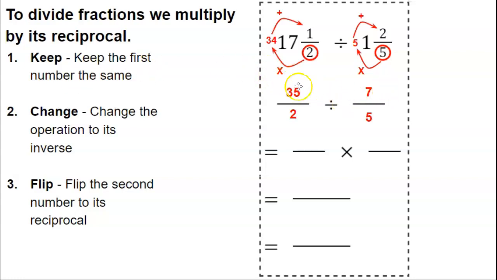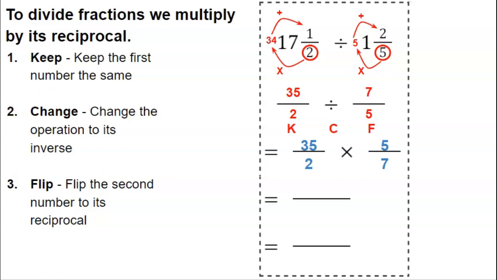35 divided by 7 is fairly easy to do, but 2 divided by 5 is not quite as easy, so we need to multiply by its reciprocal. So we keep the first number, change to the inverse, and flip to its reciprocal. So we have 35 over 2 times 5/7.